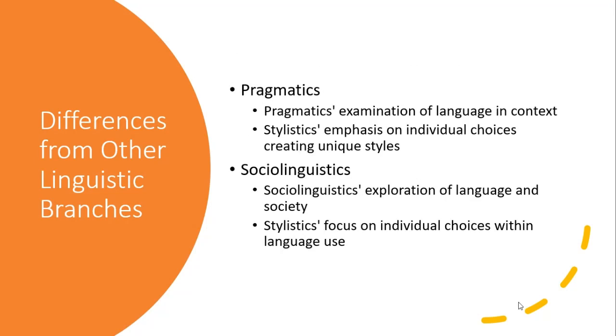Next one is pragmatics. Pragmatics basically examines meanings in a context, how the language has been used in a context, whereas stylistics emphasizes individual choice, creating unique styles. Next, sociolinguistics explores language in society, whereas stylistics focuses on individual choices within a particular language.